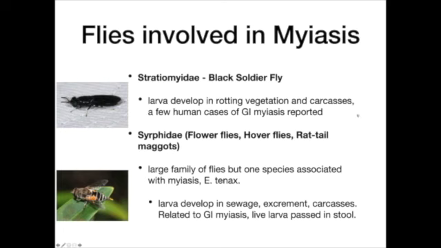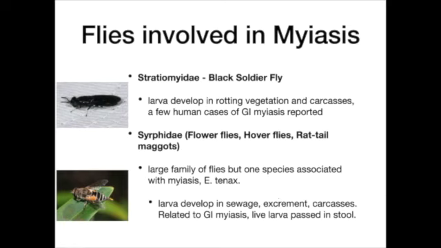So here we have our flies involved in myiasis. We have the black soldier fly. These guys, their larvae develop in carcasses. There are a couple of human cases of gastrointestinal myiasis, but their biggest impact is going to be in rotting vegetation and in decomposition of dead animals.